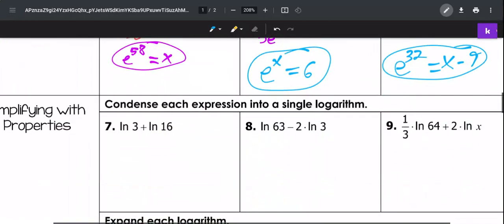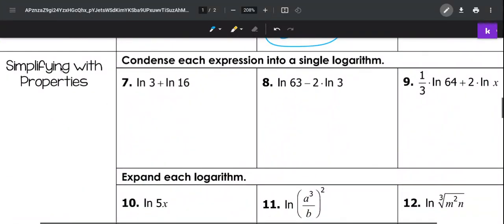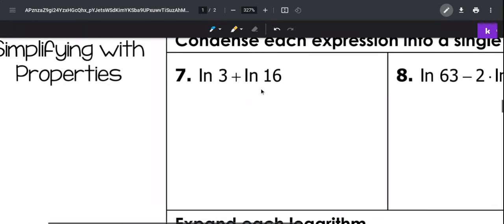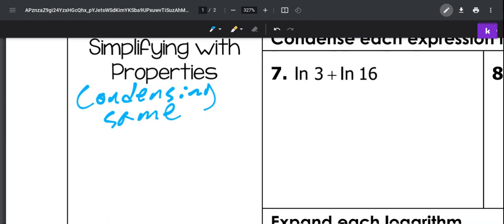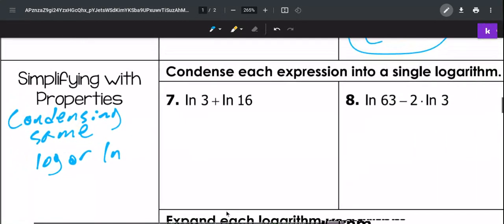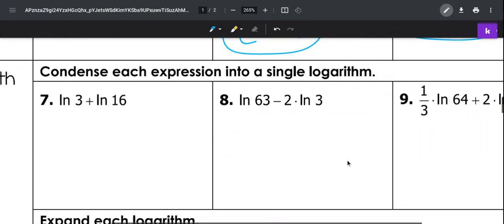Okay? Now, let's continue. We've already gone over some of the properties for condensing a logarithm, but we've yet to condense a logarithm with e. But here's the thing. The condensing is the same. So if you want to write that, you can. Condensing properties are the same. So condensing is the same for ln or a logarithm. So for a natural log or a logarithm, same exact type of condensing.